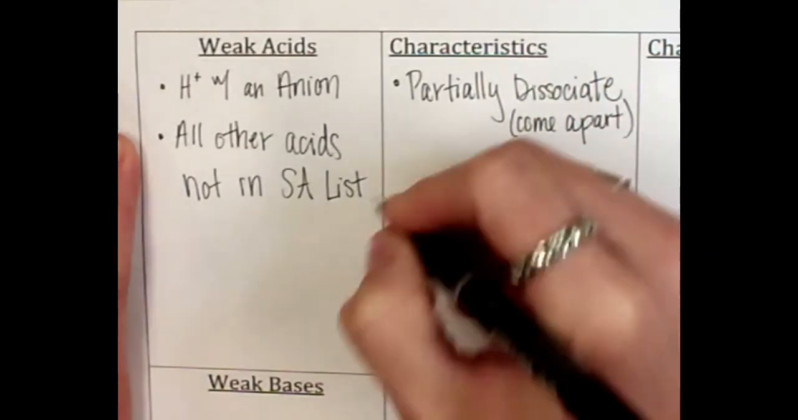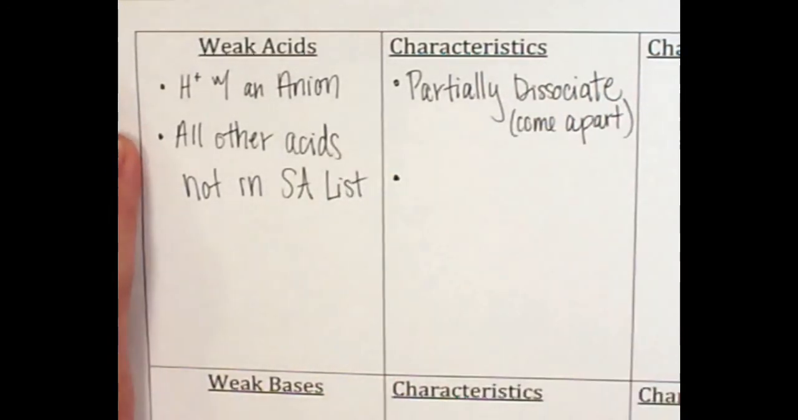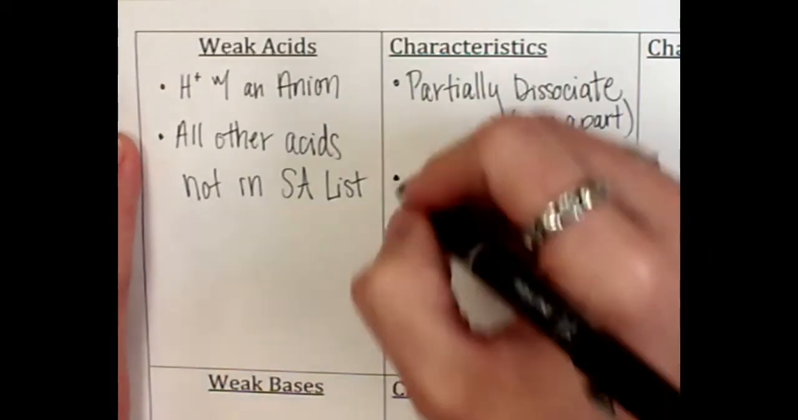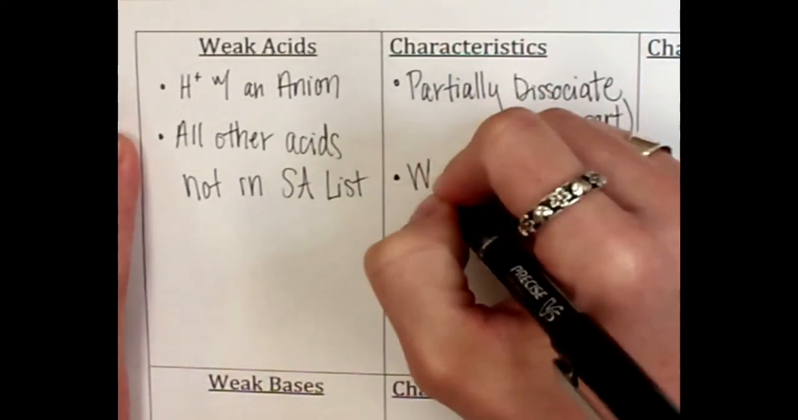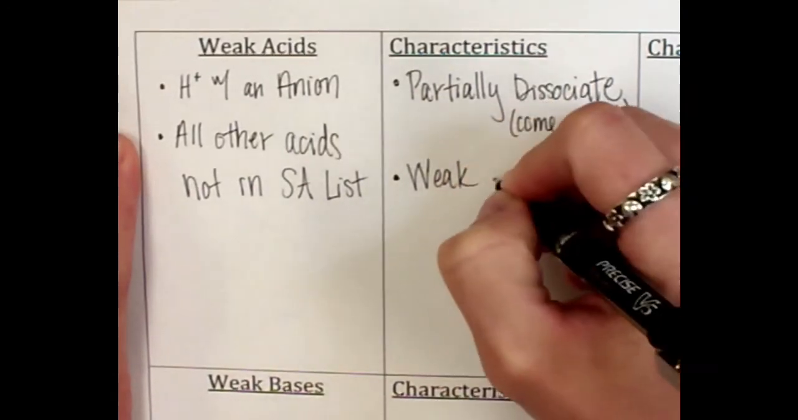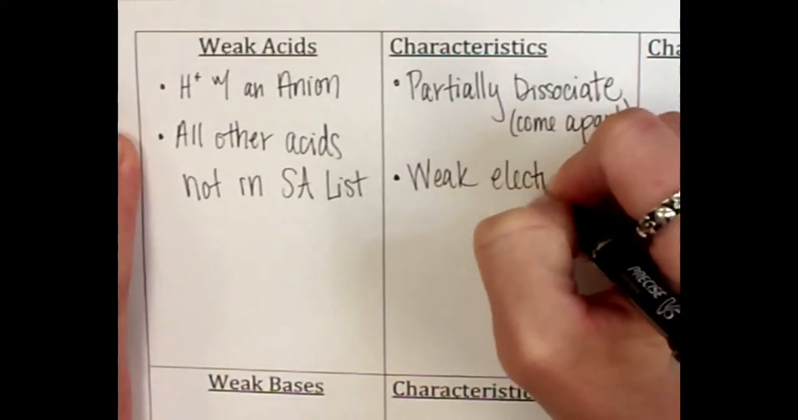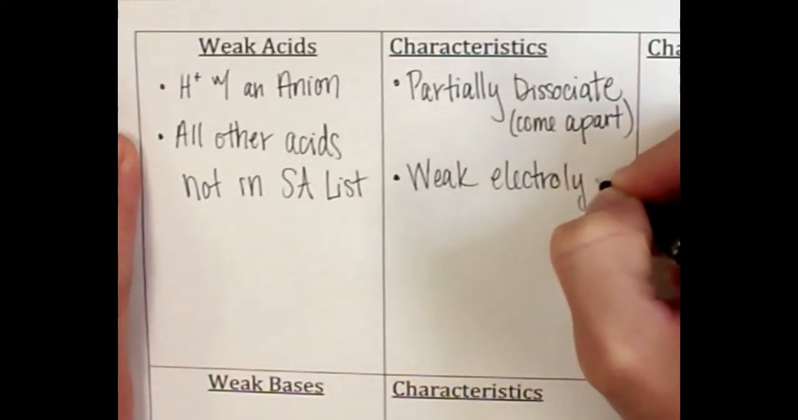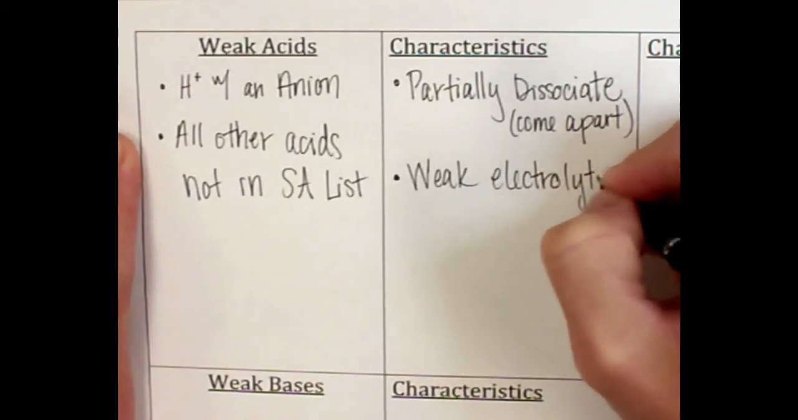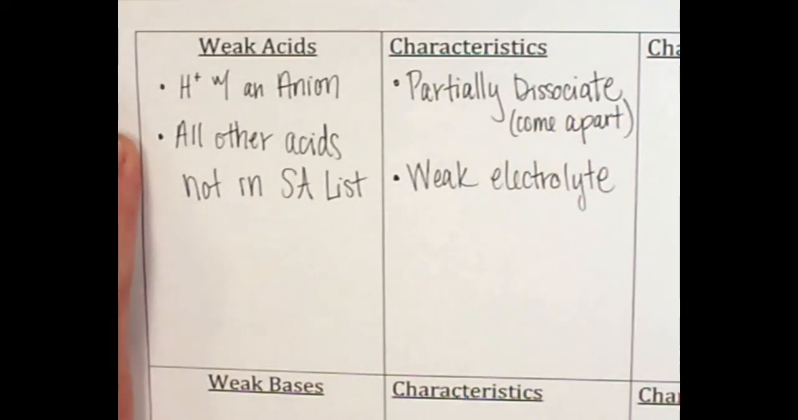Alright, the next thing that you need to know about a weak acid is that it's a weak electrolyte. Do you remember what an electrolyte is? Those are the solutions that have ions in them so they can conduct electricity. Yep. Okay. So it can't conduct electricity very well. But it still will. Right?